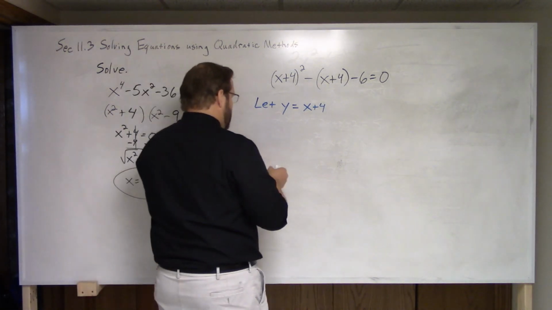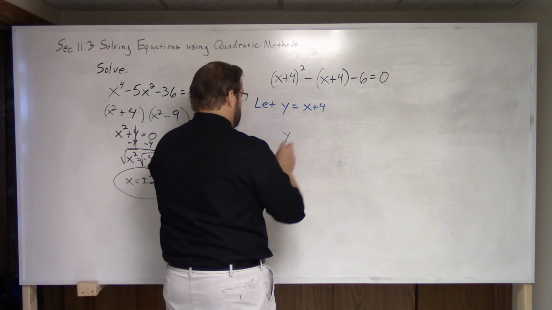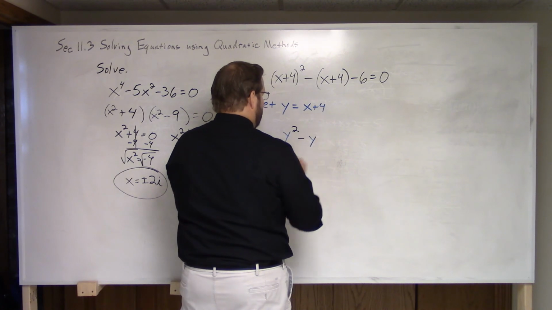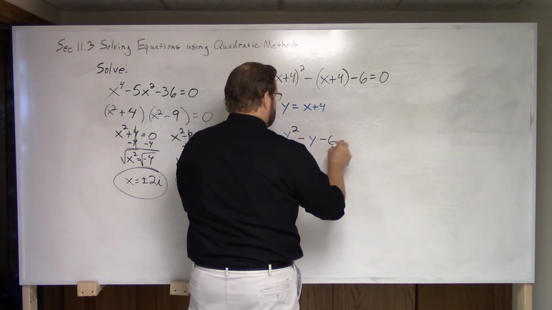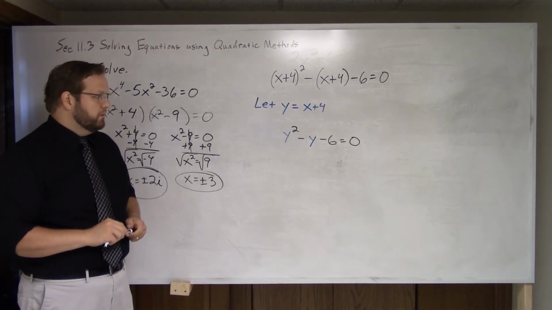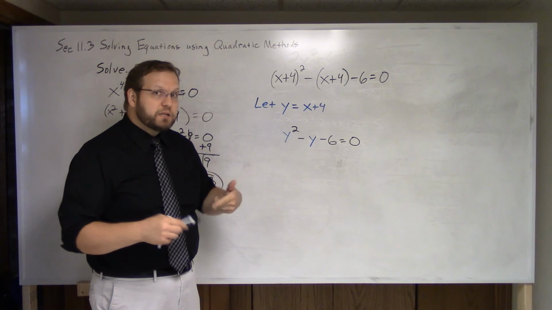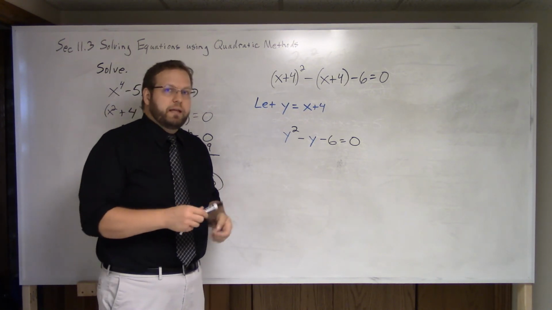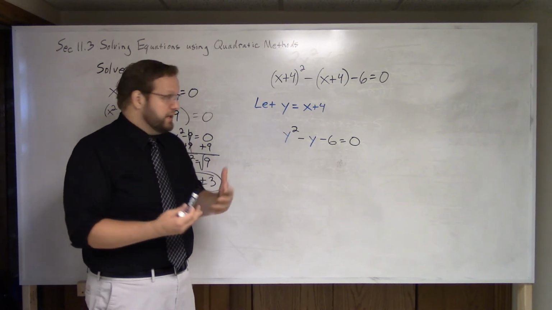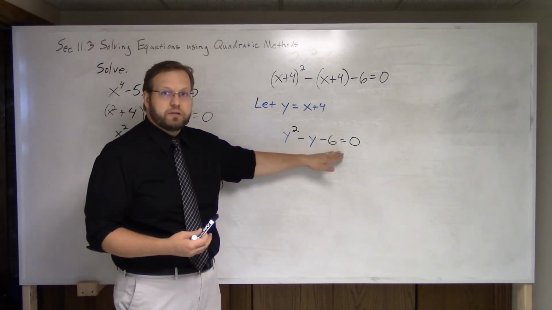So I'm going to say y squared minus y minus 6 equals 0. Okay? Same equation, but instead of x plus 4, I'm just substituting in that y. Okay? And we created that y, but that's okay. We created it. We're holding true to it the rest of the way. Look at how much easier this is now.